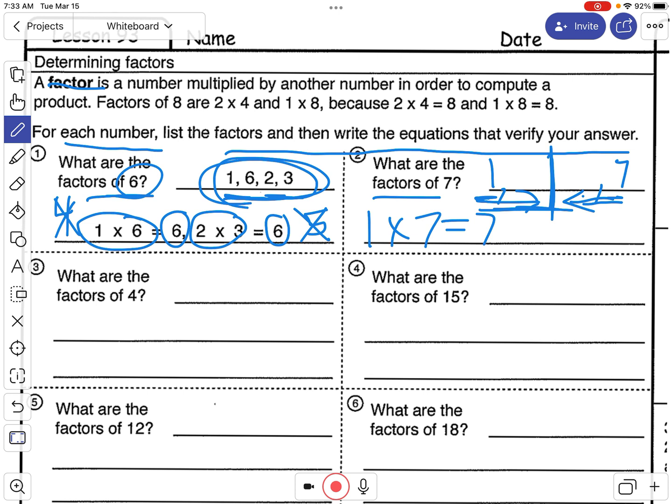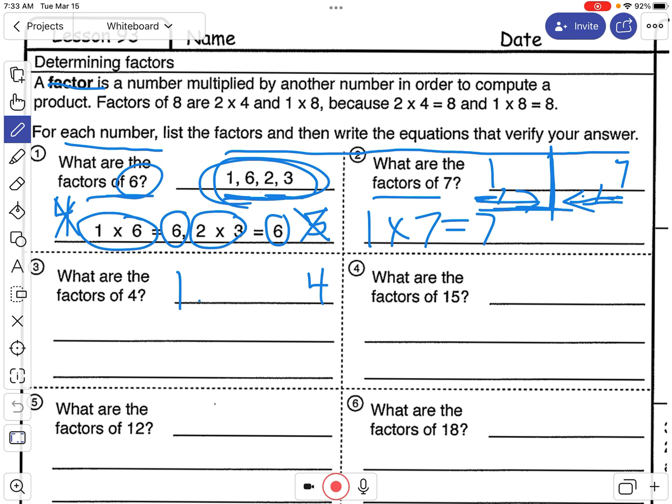All right, let's do number 3 together. Again, the factors of 4. Remember, I'm going to close the curtain. I'm going to start with a 1 on the left side of my curtain and a 4 over here because 1 times 4 is 4. And then I'm going to go into the middle.